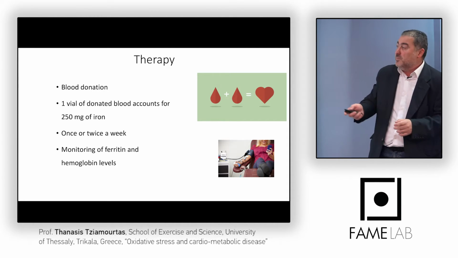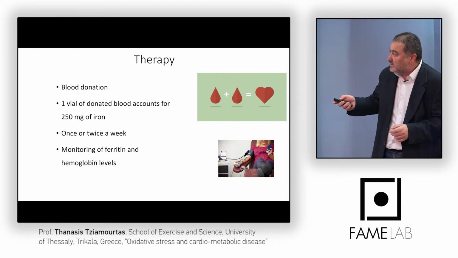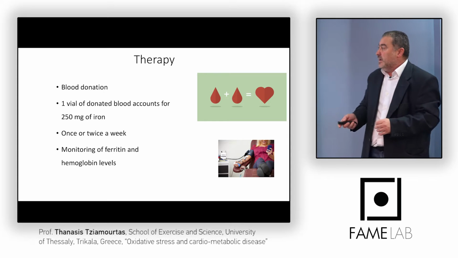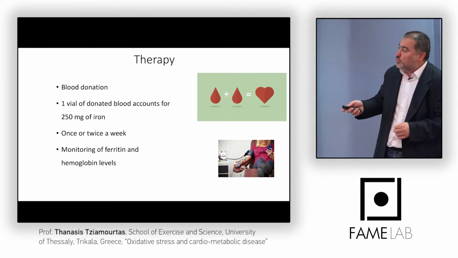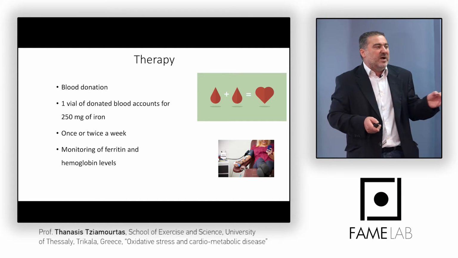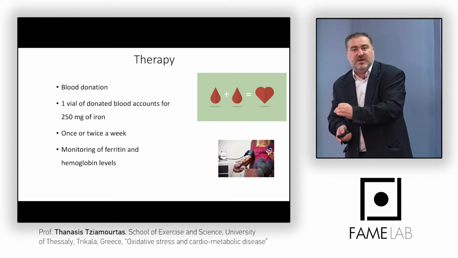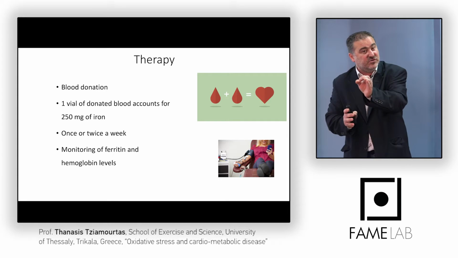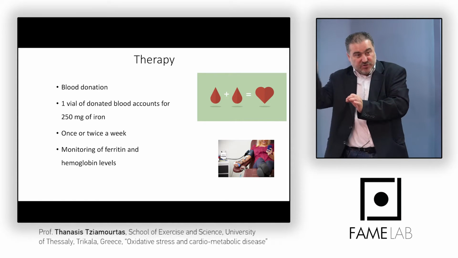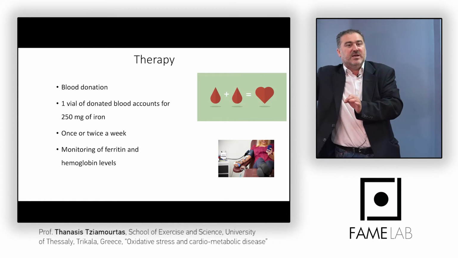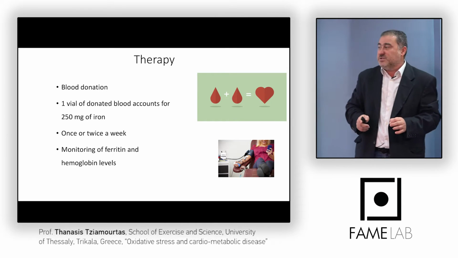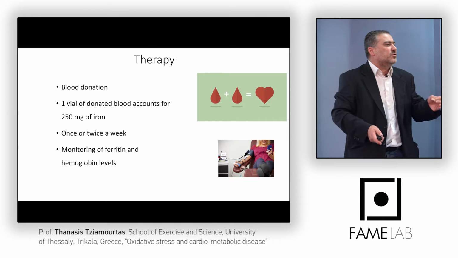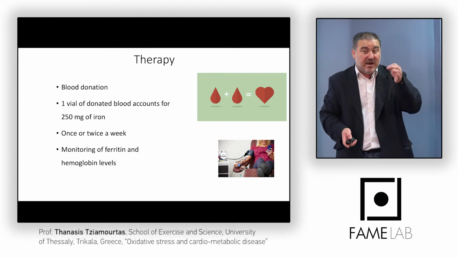Why is this? Because one vial of donated blood accounts for 250 milligrams of iron. And we do that once or twice a week. So what do we want to achieve here? We want to get rid of iron, because iron through the Fenton reactions is going to lead to oxidized LDL, and at the end of the day is going to cause cardiovascular disease. We monitor ferritin and hemoglobin levels because we want to see what's going on with iron levels.